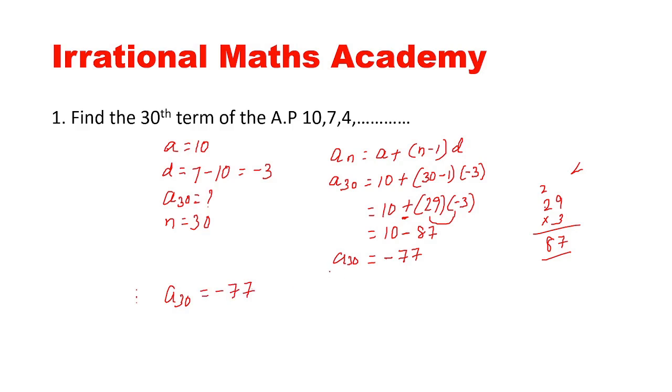If you see, this AP's terms are 10, 7, 4. It is decreasing, right? So you'll get a negative value.